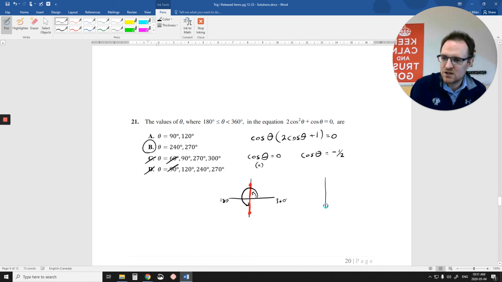Let's just double check if 240 lands in where we need to be. So cos is negative in the add sugar to coffee realm. So it's here and here.